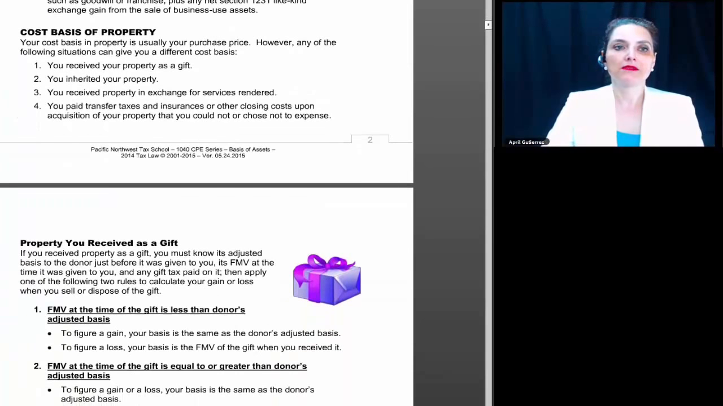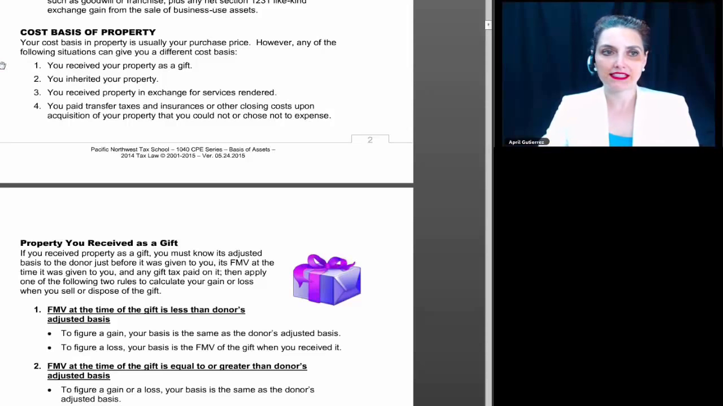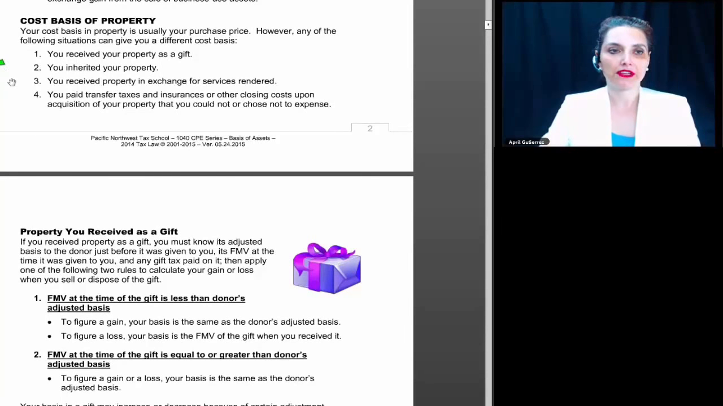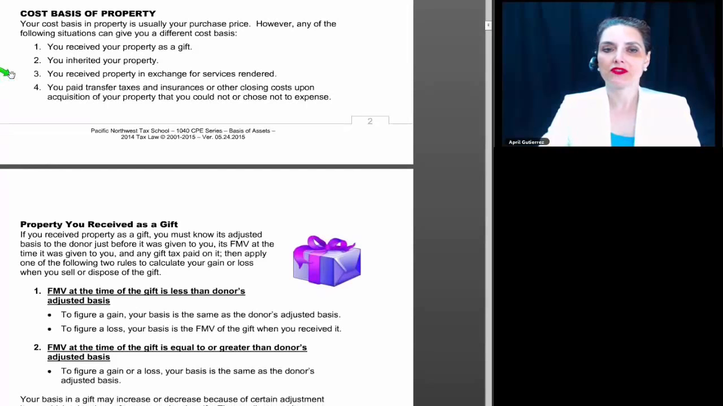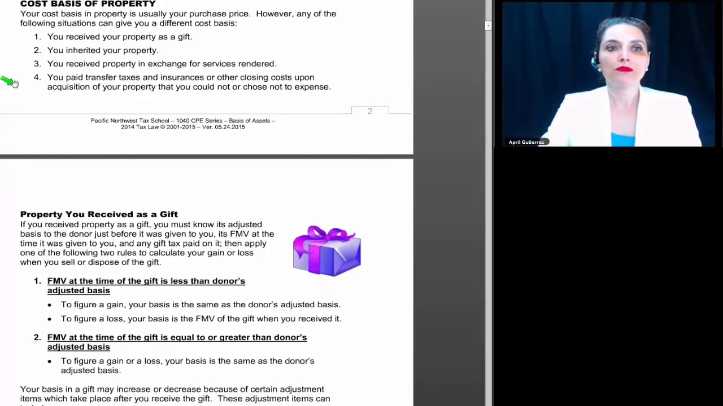Your cost basis in property is usually your purchase price. However, any of the following situations can give you a different cost basis. Firstly, you received the property as a gift. You inherited your property. You received property in exchange for services that you rendered, or you paid transfer tax and insurances or other closing costs upon the acquisition of your property that you could not or chose not to expense.